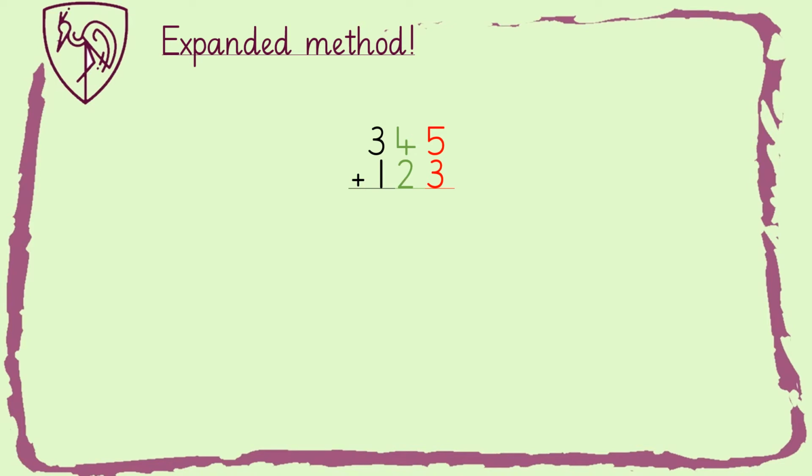So we're going to start with those red digits. We're going to start with those ones, and I've got 5 ones and I want 3 more ones, which of course means I'm going to have 8 ones, and I write that in the first row underneath the sum.